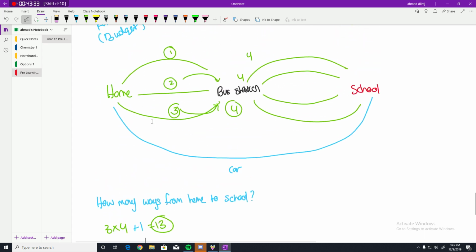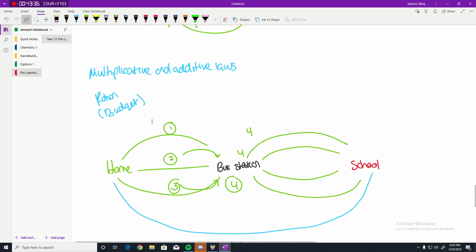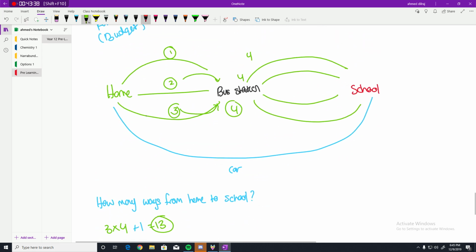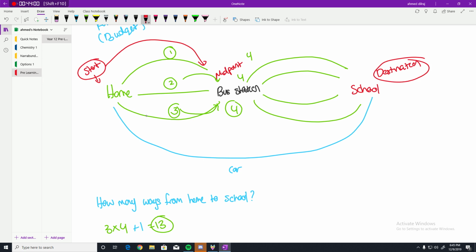Now let's have a look at what I actually did there. So now let's analyze what we're doing. Notice we start at home. And every time we reach a midpoint, so the bus station is a midpoint, a point in between the end. The school is the end, the destination. So I'll call it the destination. It's probably easier. So school is the destination. So every time there's a midpoint and we have possible routes to reach our destination, we multiply.